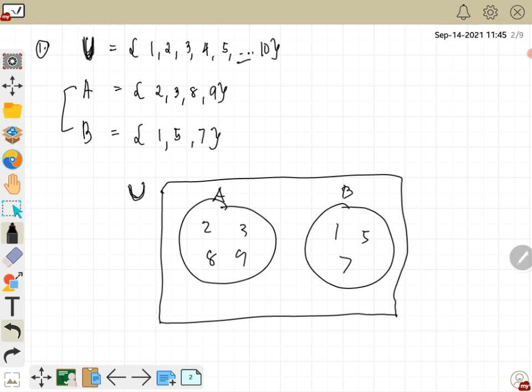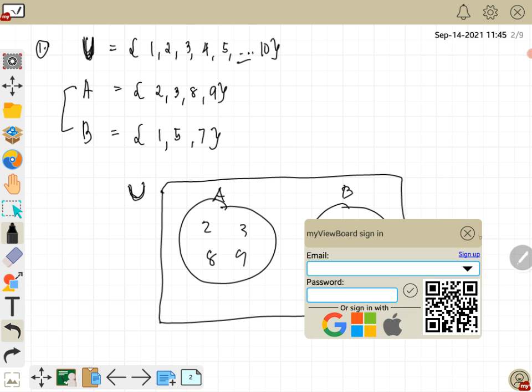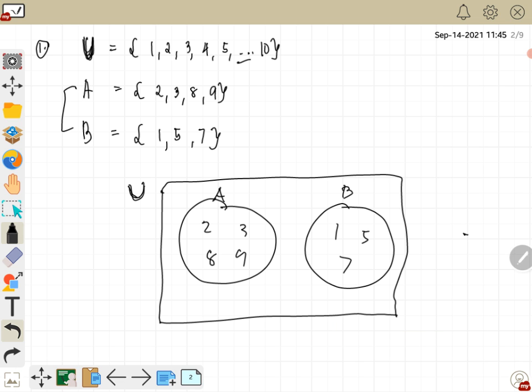How about the other elements, such as, let us say, 4? Since 4 does not belong to A and it does not belong to B, but it does belong to U, we write it outside the circles but still inside the rectangle, to mean that it's still an element of the universal set, which is the rectangle, but it's not an element of either A or B. So we write 4 here. What else? 6 and 10. We can write them anywhere as long as it's inside the rectangle.